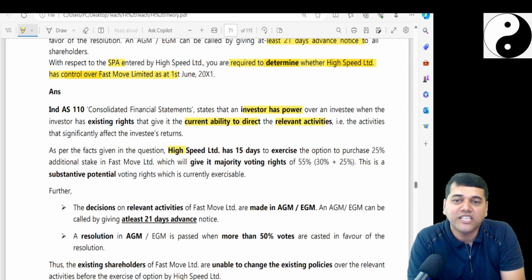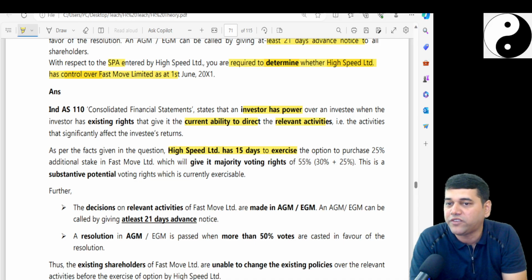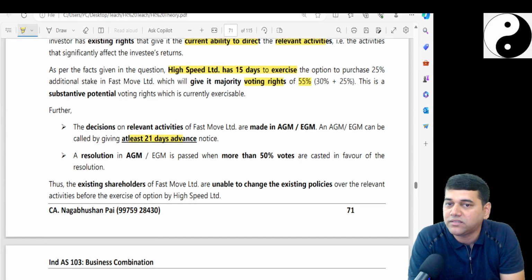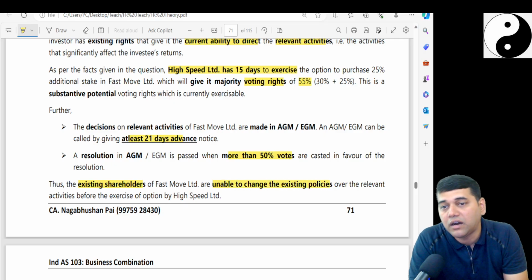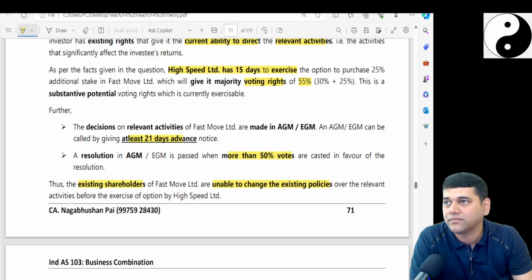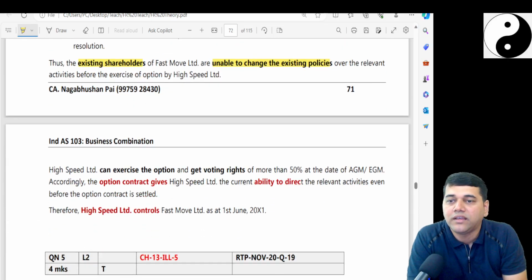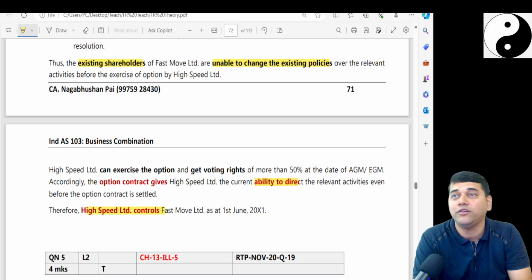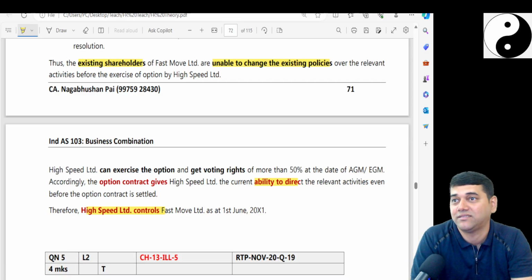Now, High Speed has got 15 days to exercise the option to purchase a 25% stake, which gives it the majority of 55%. The decision will take at least 21 days to call for the AGM, and more than 50% is required. Existing shareholders can never change the existing policies before the exercise of the option. They cannot stop you from exercising that option. That's why High Speed can exercise the option and get voting rights. They have the ability to direct. So the day you acquired, on 1st June, you should not apply days 28. You should apply days 103. See how it makes a difference.